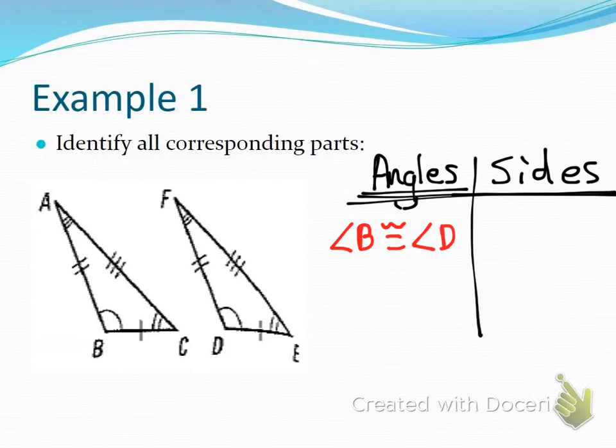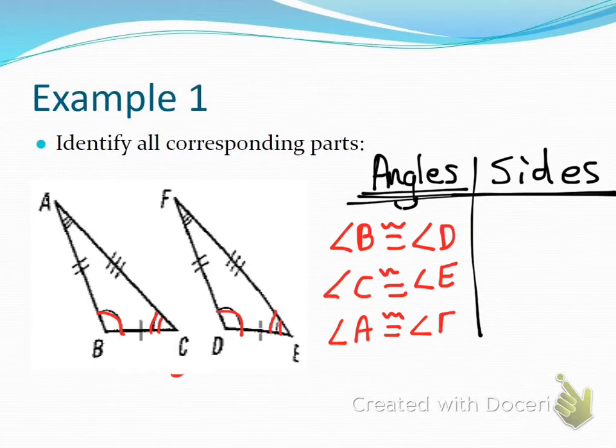All right, so what is marked the same as angle C? It has two little lines here. E, good. Angle E. See how it has like these two little hash things? And then E has two little ones. B had one, D had one. What matches up with angle A? Angle F, good. Okay, so those are our three angles.